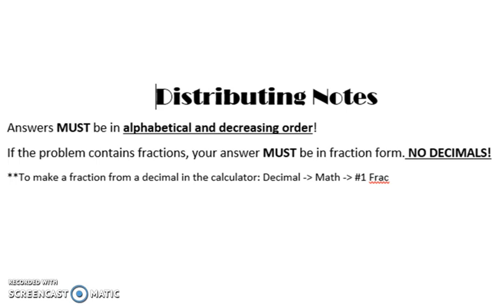Now, when it comes to the distributive property, again, our answers, just like when we combine like terms, need to be in alphabetical and decreasing order. And again, we don't want decimals. We want them all in fractions.